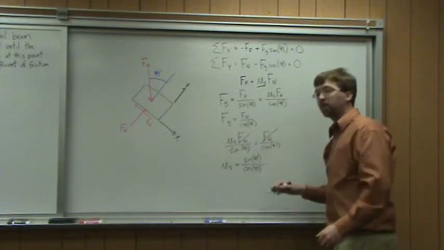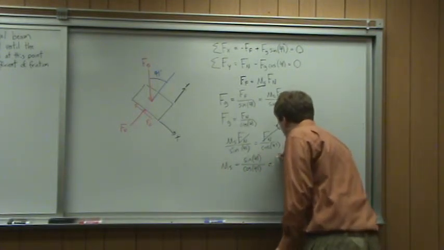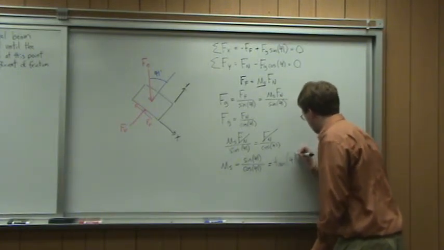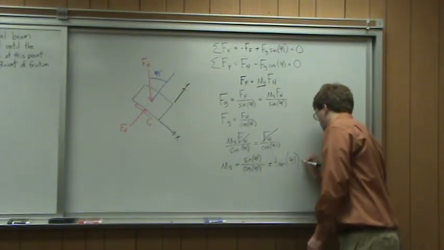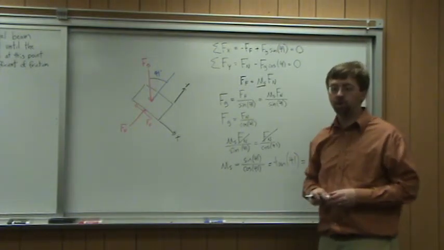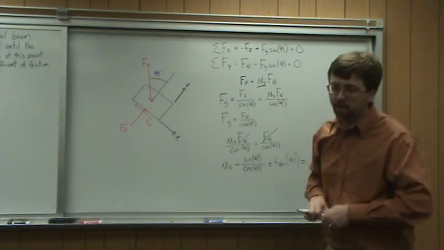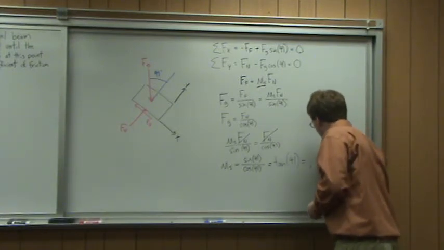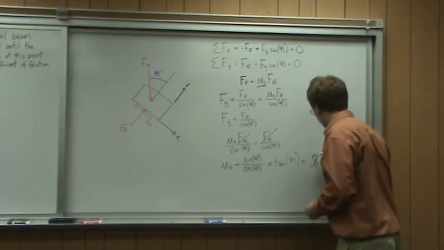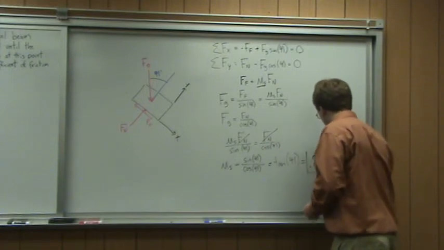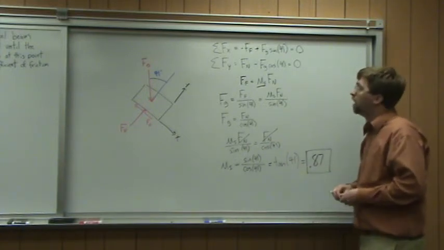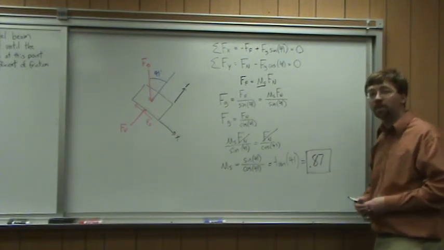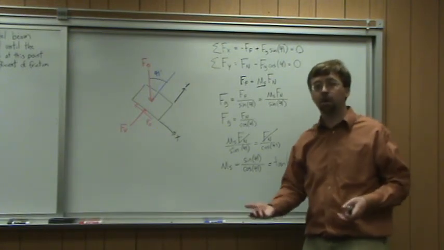Sine of something over the cosine of something is just equal to the tangent of that something, in this case 41 degrees. If I find the tangent of 41 degrees, I will get a final value. Mu static is equal to approximately 0.87. And so based on this angle, I could figure out my static coefficient of friction, which is what I'm looking for in my problem.